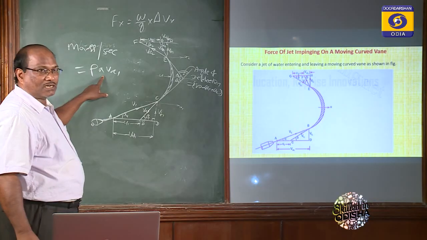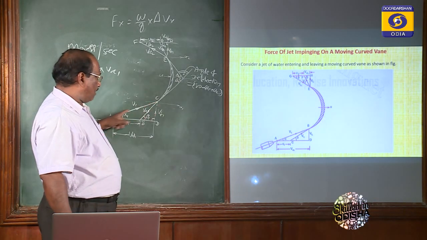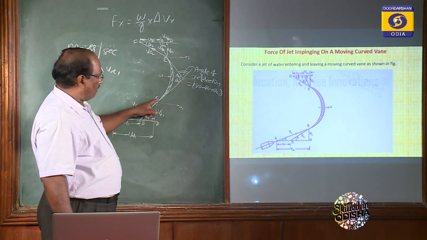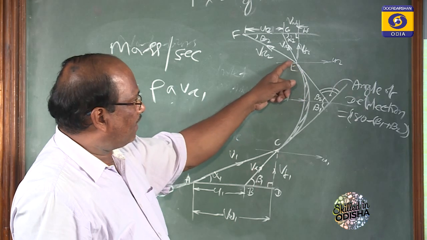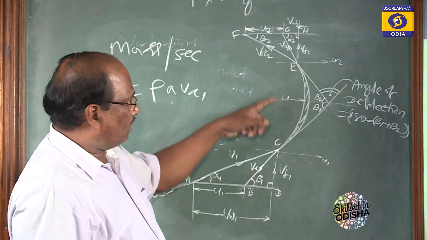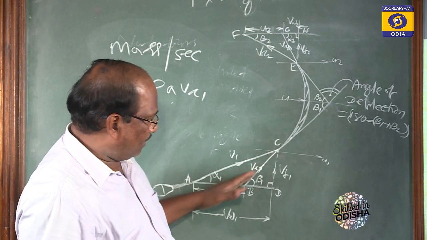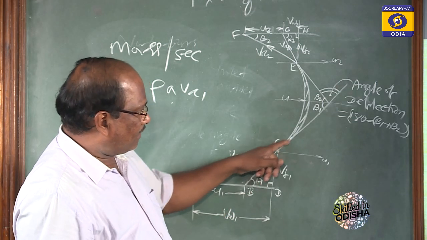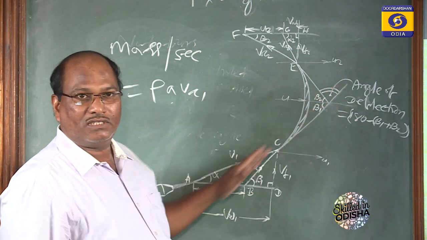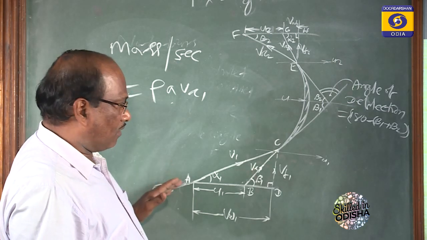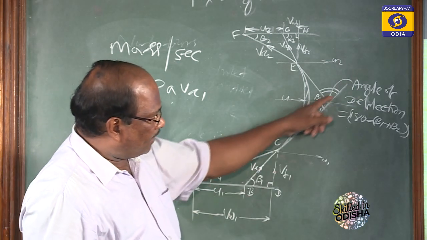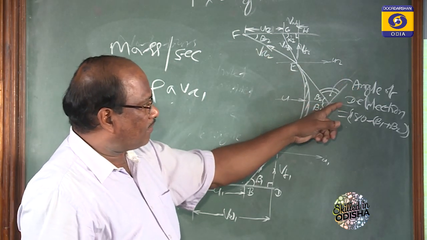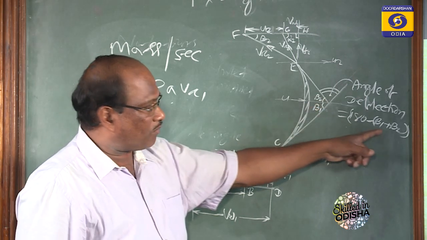So this is the mass of water striking the curved plate at point C after leaving the nozzle, gliding over the inner surface of the curved vane, and leaving here with relative velocity VR2. This is the initial relative velocity at inlet, and its original direction is 180 degrees. The jet after leaving the nozzle moves at 180 degrees and is deflected through 180 minus beta 1 plus beta 2.